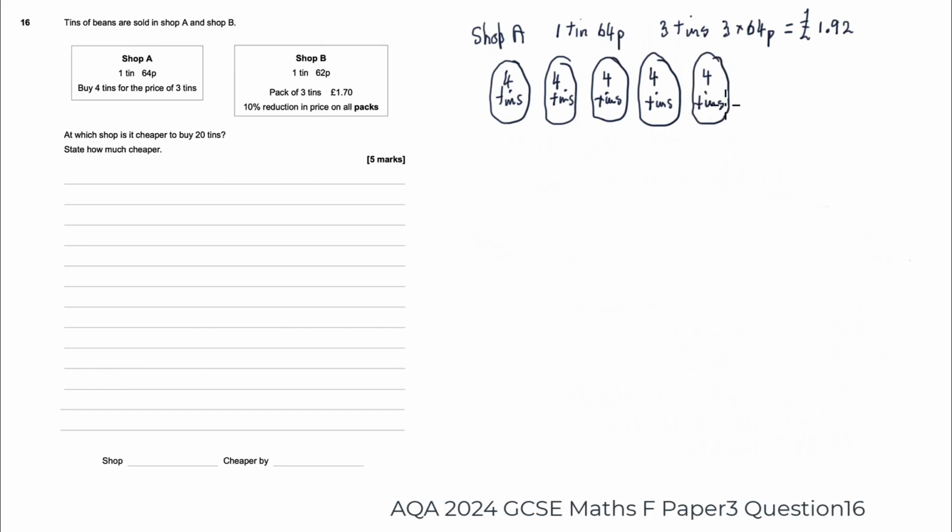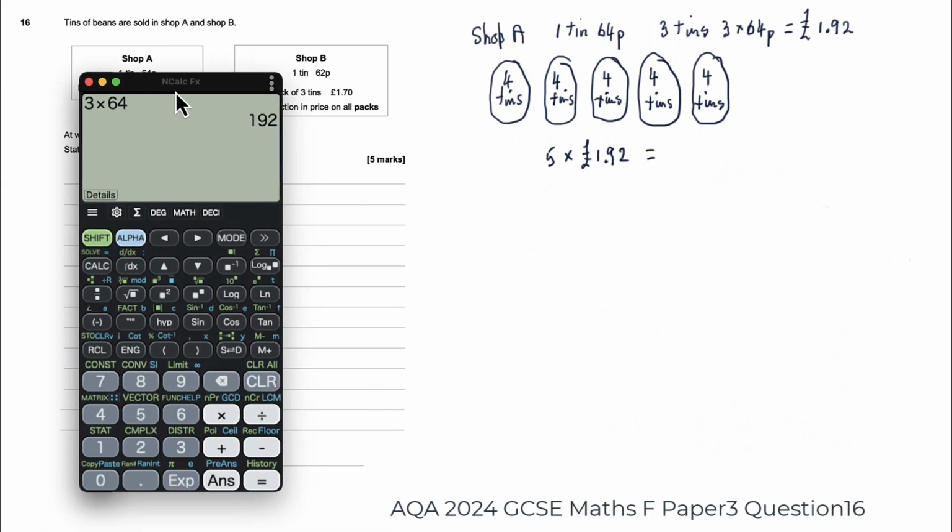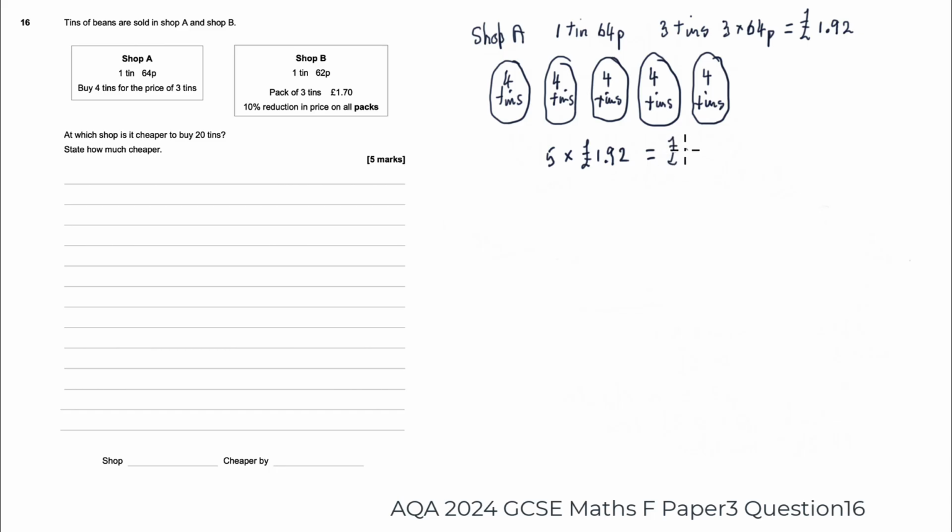So what's the cost of that? Well, each 4 tins costs the same as 3 tins. So that would be 5 lots of £1.92. 5 times £1.92. That comes to £9.60. So there we go, £9.60 in shop A.